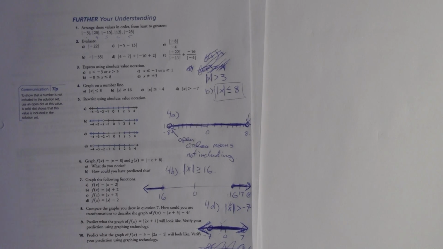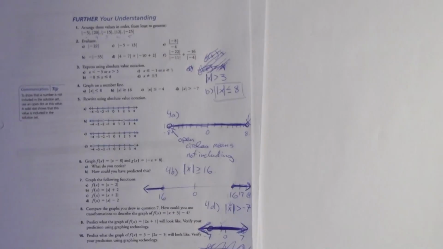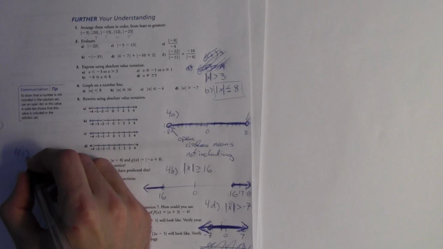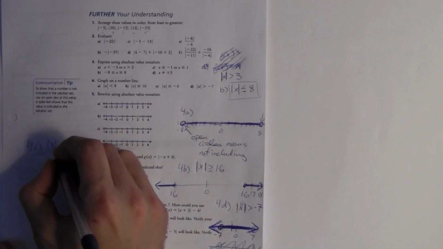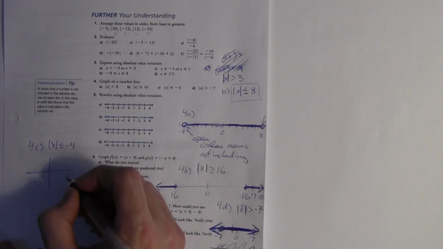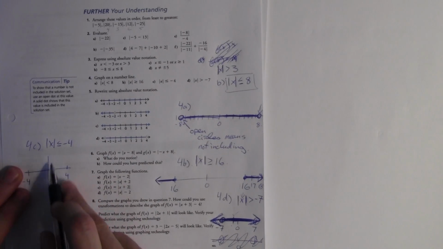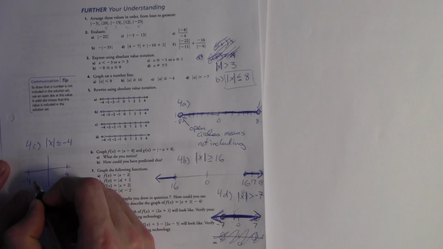Graph 6, graph f of x equals x minus 8. We talked about this right at the beginning of the lesson. There is no difference, you'll find that when you graph it. So how would you do C though? Okay, 4C. The absolute value of x is less than or equal to -4. Here's 4, here's -4. So the value is less than or equal to -4.